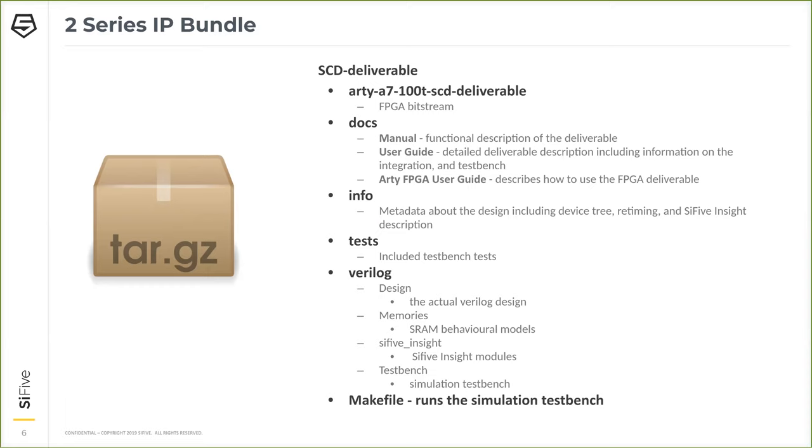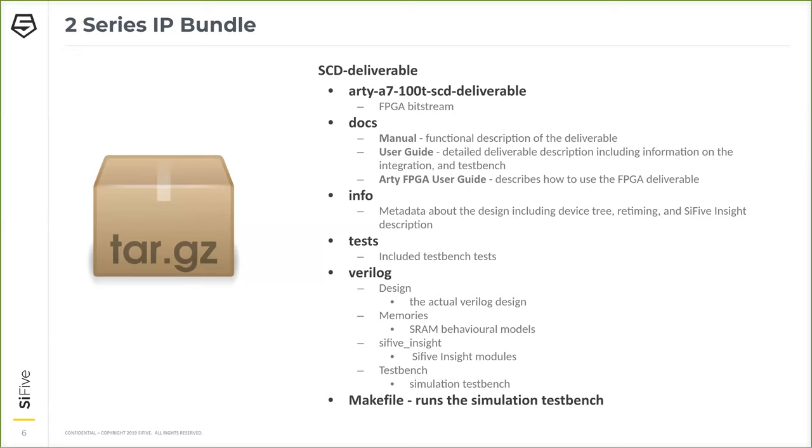Moving back into the top level, we have an information folder. And this folder contains metadata about the design, containing several different pieces of information. So first, the device tree. So the device tree is a standard file format that describes our IP deliverables. So it describes the core, but as well as the core, it also contains the onboard peripherals and their memory maps. And I'll explain how we take advantage of this device tree in a bit.